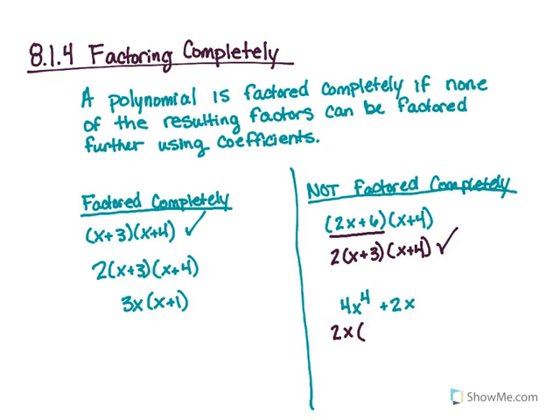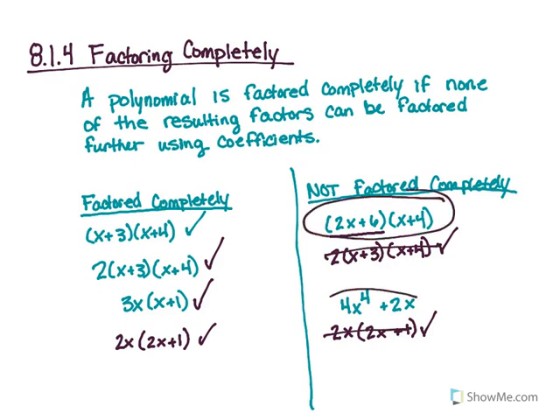If I have 2x, I need to multiply by another 2x to get 4x to the 4th. And if I have 2x, I need to multiply by a 1 to get 2x again. That would be factored completely. So 2x and 2x plus 1. These are all factored completely. These ones are not factored completely, so these ones are the only ones that are not factored completely.